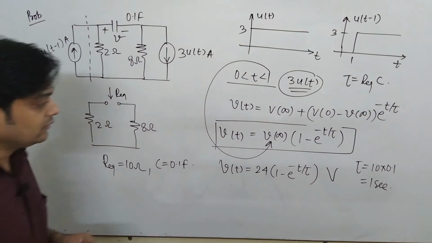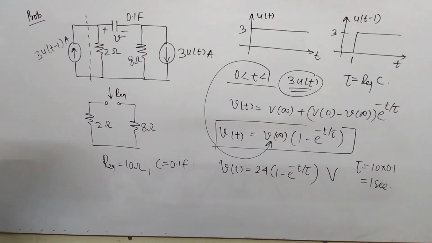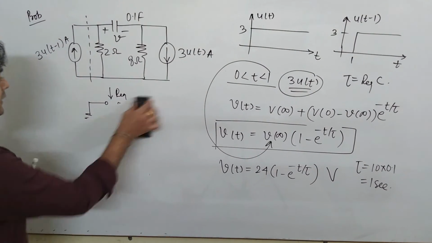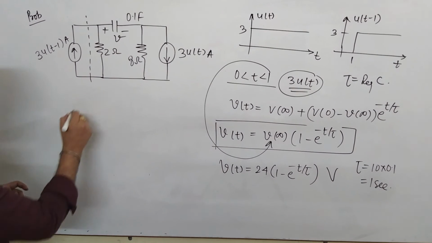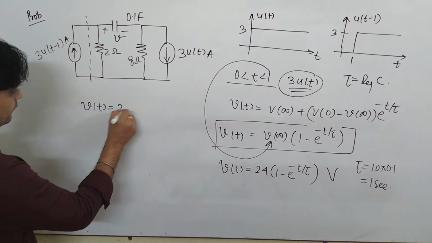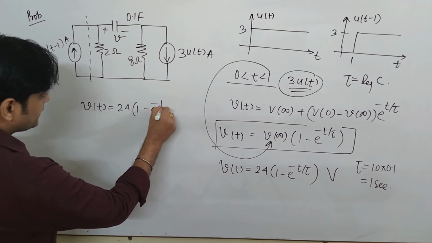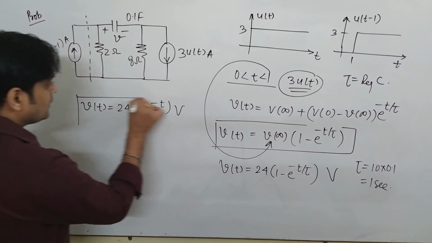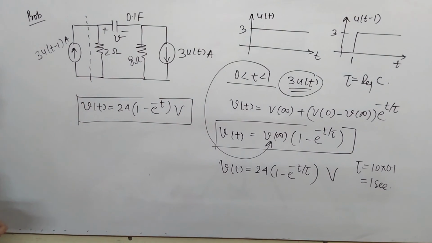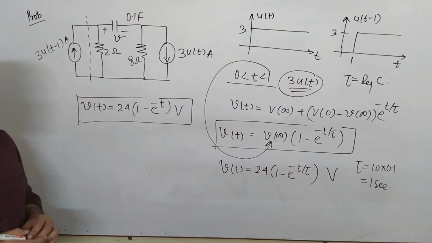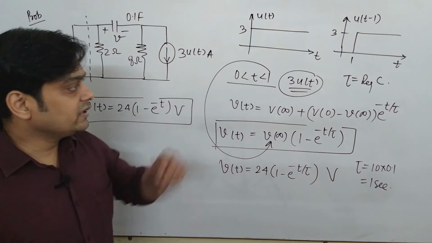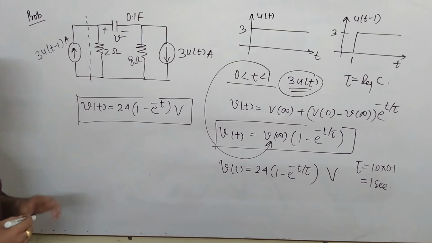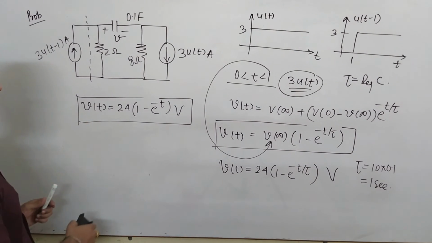So what is your Vt? Vt you can write it as 24 (1 minus e to the power minus t) volts. Okay, so this is one important question in which first we have to find the value of Vt, that is 24 (1 minus e to the power minus t) for 0 less than t less than 1. Now this same process we have to again follow for finding out the solution when it is t greater than 1. Okay, so this is one solution, very important.